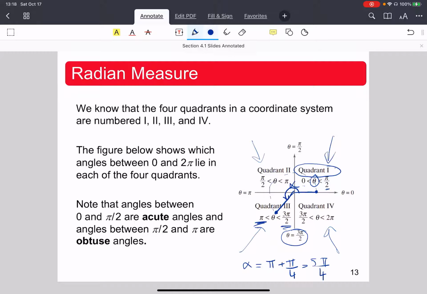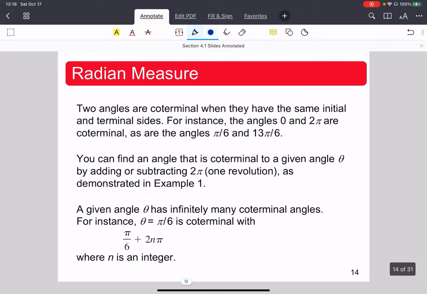Okay? So we're going to work on more examples like this in the future. We're going to note that angles between 0 and pi over 2 are acute angles, and angles between pi over 2 and pi are obtuse angles. This is something we should probably keep in mind.